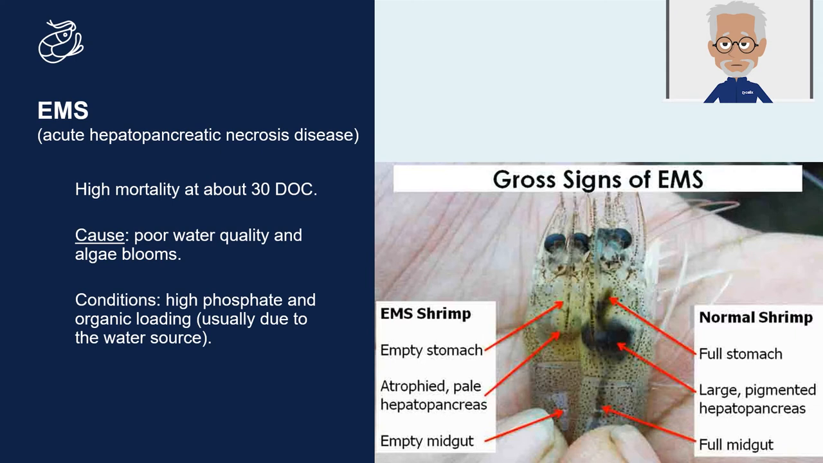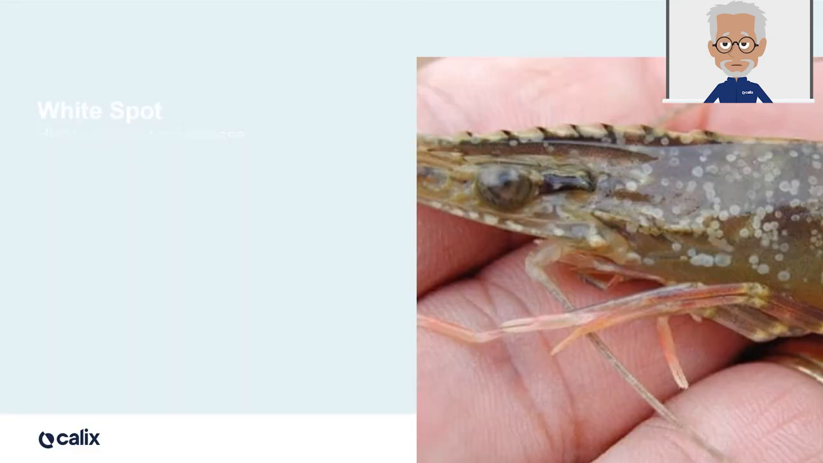Other factors are high levels of phosphate and organic loading, too often overlooked by the farmer during pond preparation and stocking. For many farms, EMS is caused because many farms discharge their sludge into the same water source, and they use this same water source to fill their ponds for new culture and thus spread this disease from farm to farm.